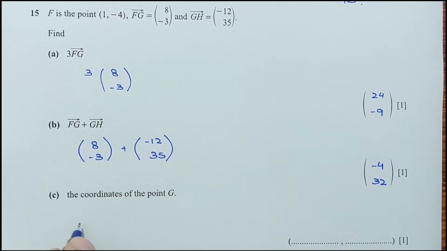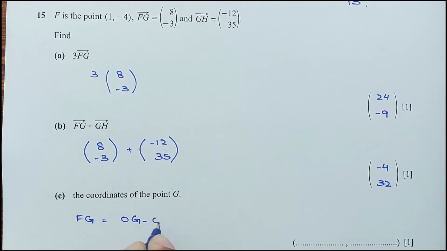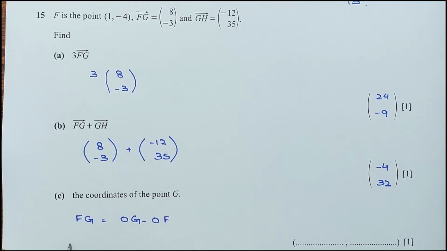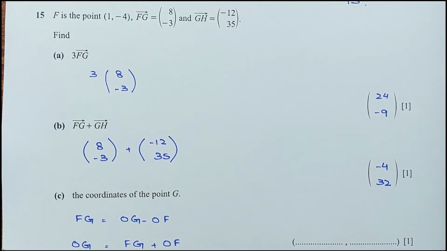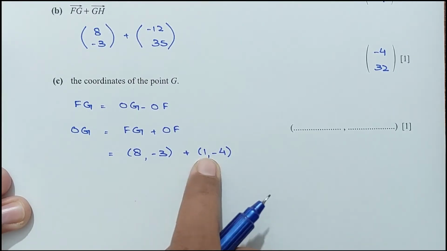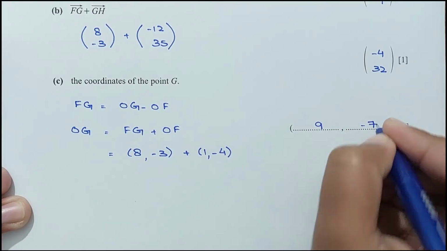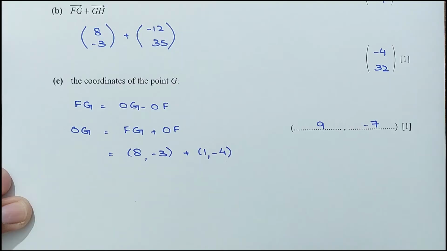Now for part C, find the coordinates of the point G. For G we have FG, which is OG minus OF. To solve for OG, we have to do FG plus OF, right? FG we have been given, which is (8, -3), plus OF, which is (1, -4). Now 8 plus 1 is 9, and negative 3 and negative 4 is negative 7. So (9, -7) are the coordinates of point G.